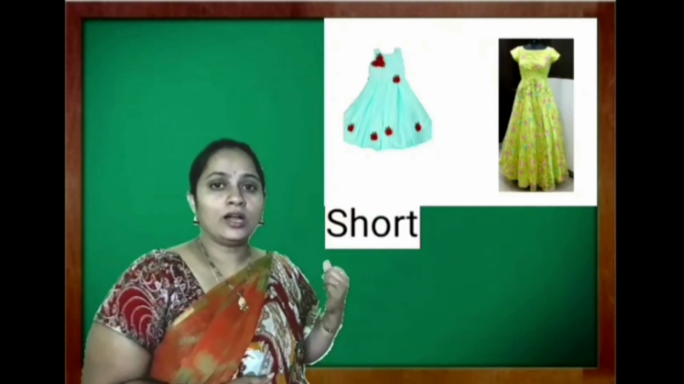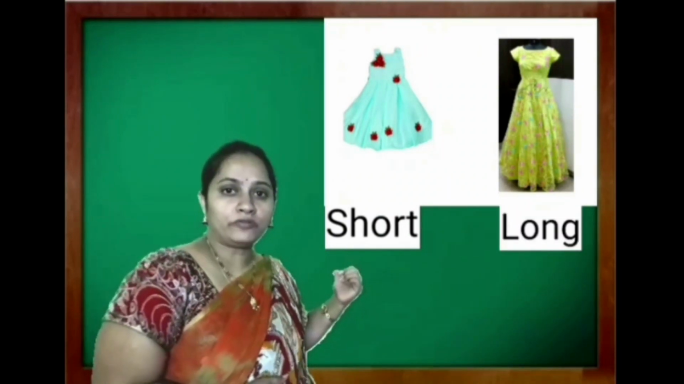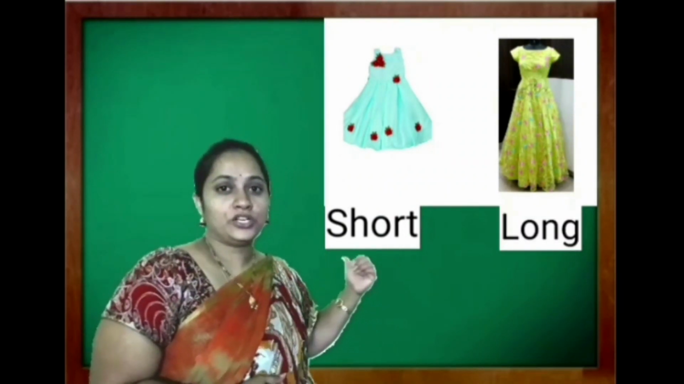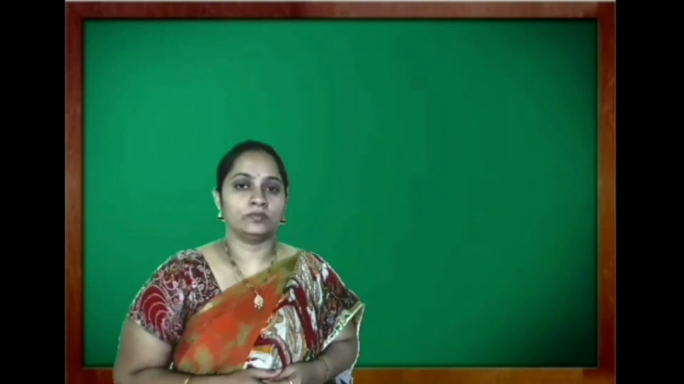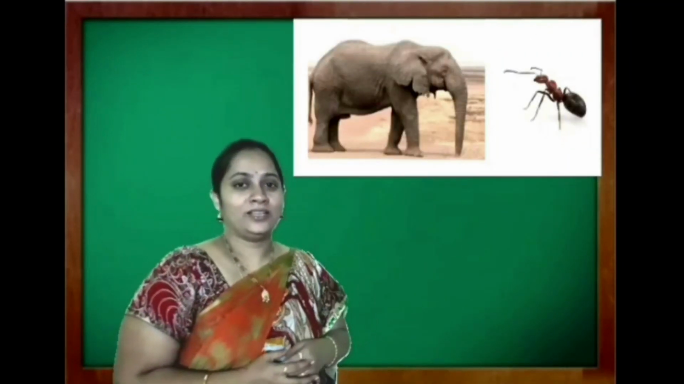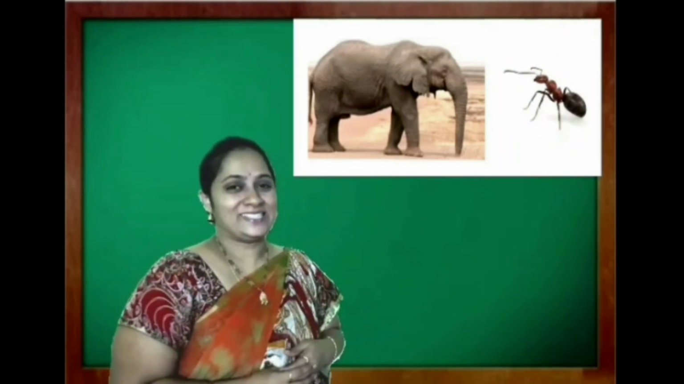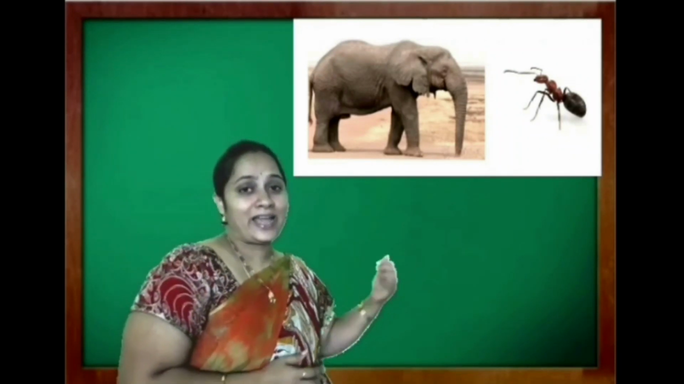Children, see the first picture. Here, this picture represents a short frock and a long frock. Short frock, long frock. Short and long. Okay. Next, see the next one. What are they? Yes, an elephant and an ant.